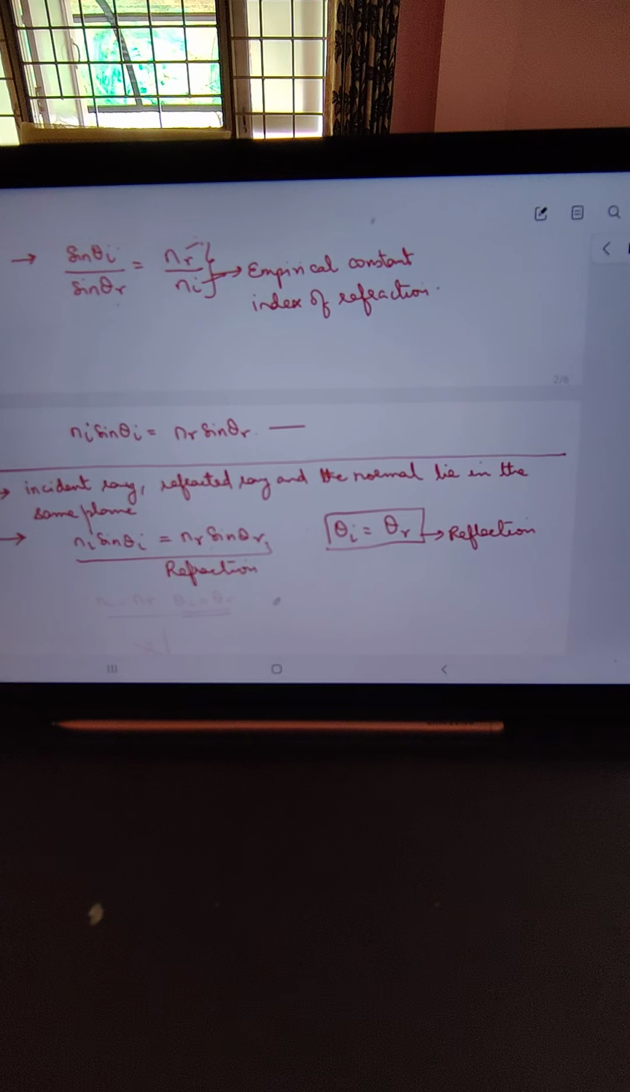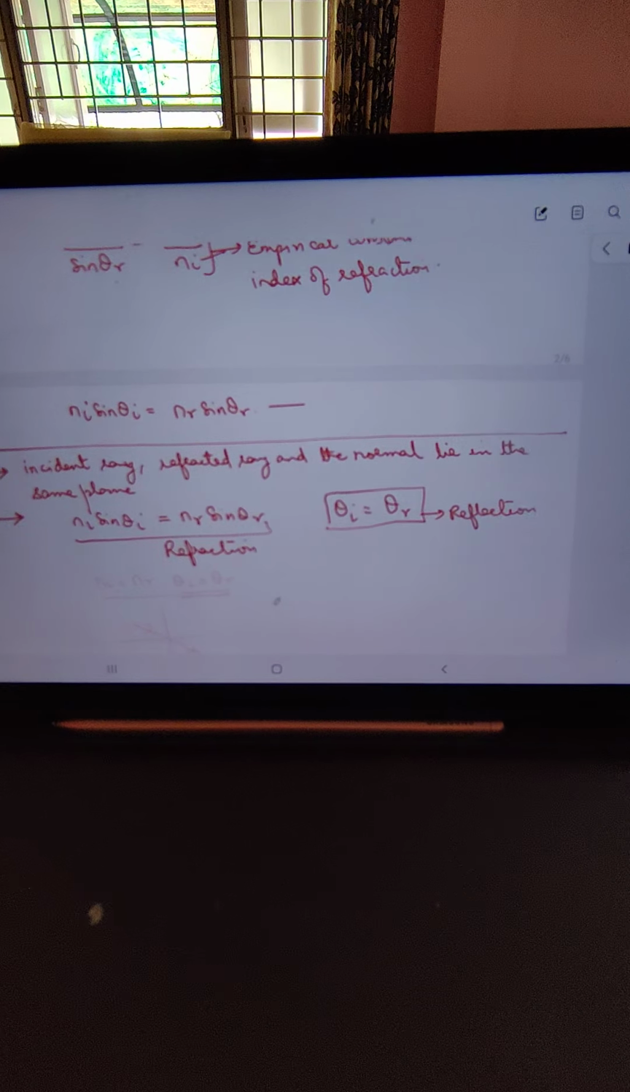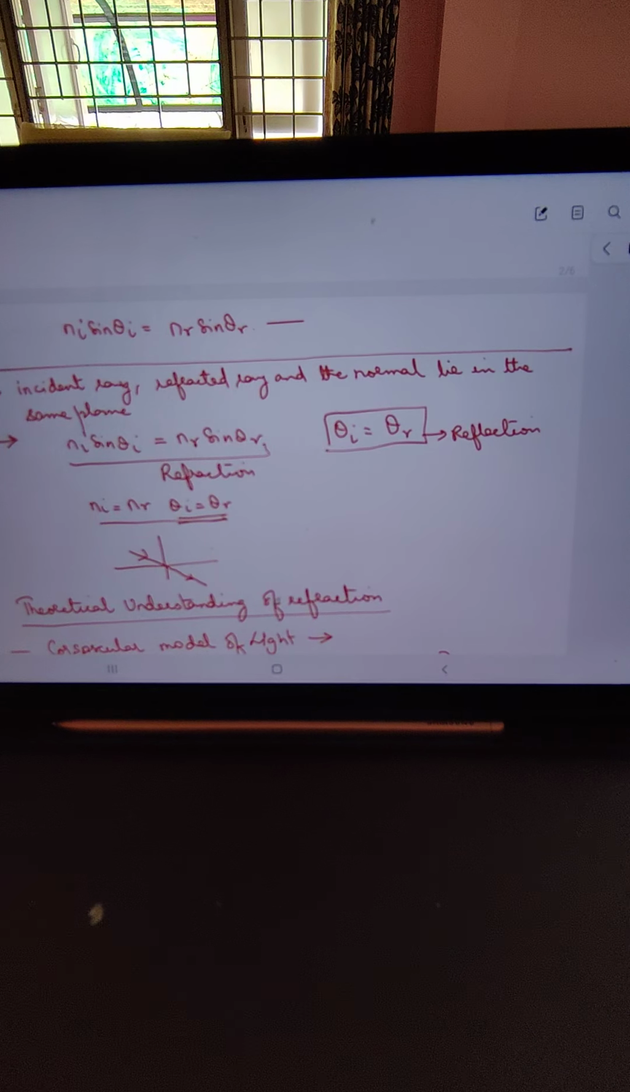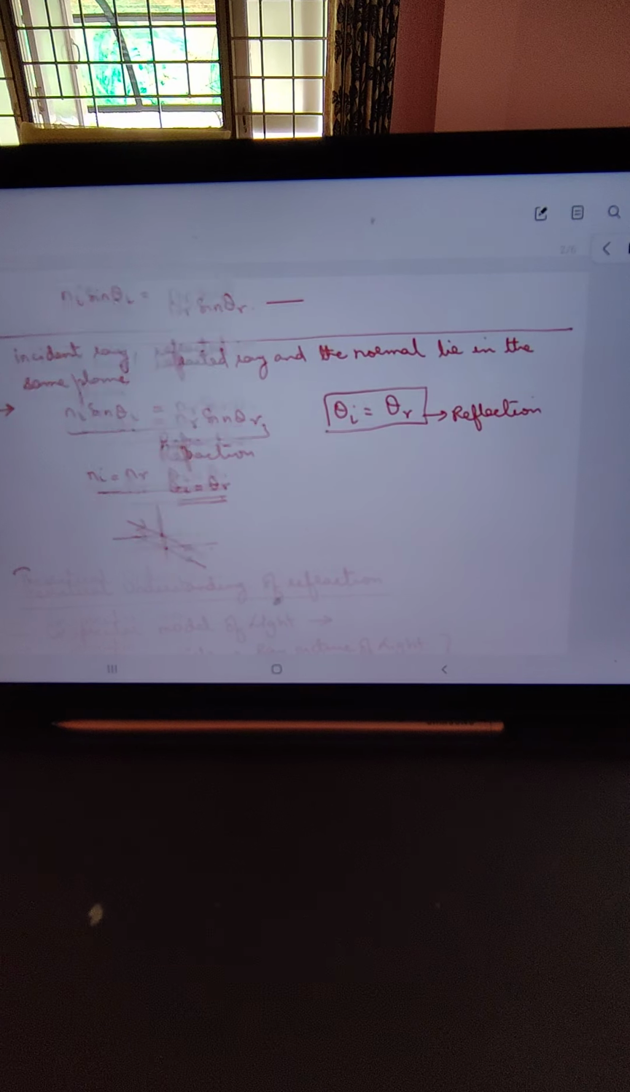So you see, even in this law of refraction, if you were to put ni equal to nr, that means that both media are same, then obviously there is no refraction. So theta i is equal to theta r. Then it goes undeviated, right? So in reflection, the light is bouncing back in the first medium itself, but in refraction, in this case, it would just go undeviated. Right? So now let us move on to the theoretical understanding of refraction.